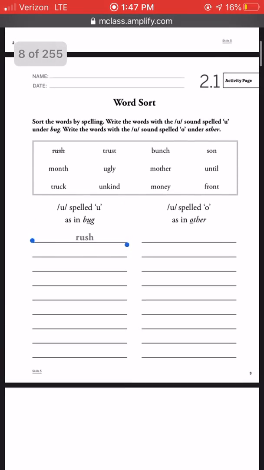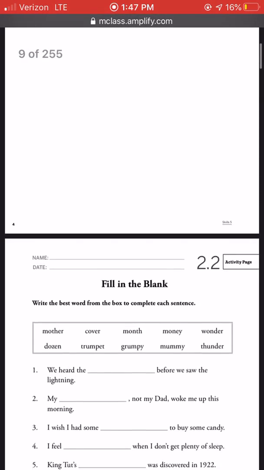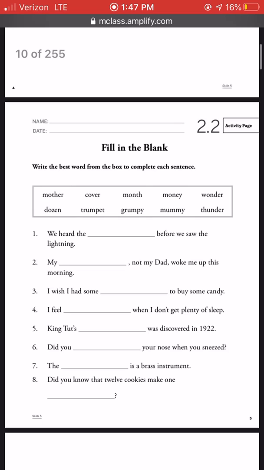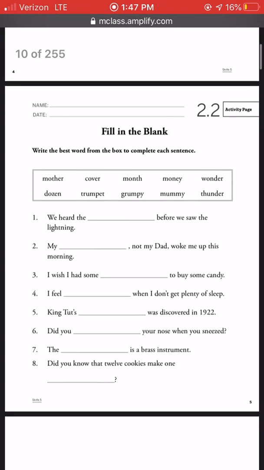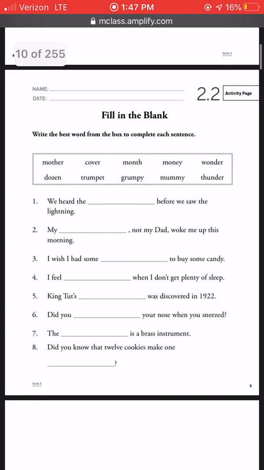Okay? Once you are finished with that, you are going to go on to the next page. So that was page 3. This is a fill in the blank page, page 5. Okay, let's go ahead and read the directions first. Write the best word from the box to complete each sentence. Okay, you can go ahead and pause this video if you'd like and complete that first page. And then you can play the video again and we'll go on to this next page.